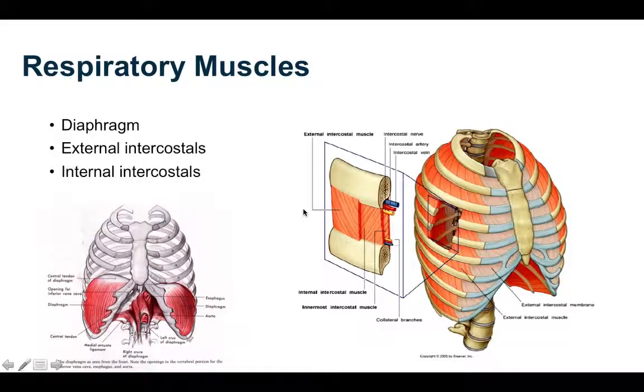So the muscles that are involved in respiration are going to be the diaphragm and the two intercostal sets of muscles. The diaphragm is located underneath the rib cage, and when the diaphragm contracts, the diaphragm is going to move down, and that's going to pull the lungs along with it. The external intercostals, when those contract, they're going to cause the ribs to kind of rise up, and that is going to increase the volume of the thoracic cavity this way.